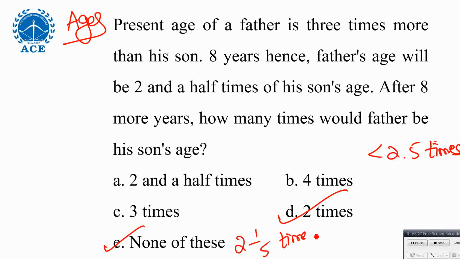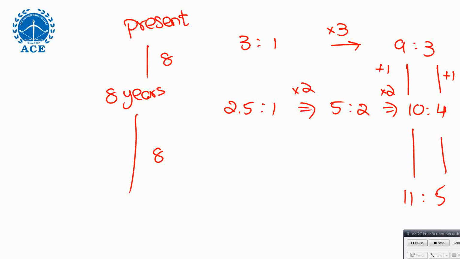It's not 2 times also. That's what I said. Less than 2.5. You will get 2 1 by 5 times. 11 and 5. 11 is not double of 5. Still an extra 2 1 by 5 times we have to call. Still many people are worrying about what is happening.